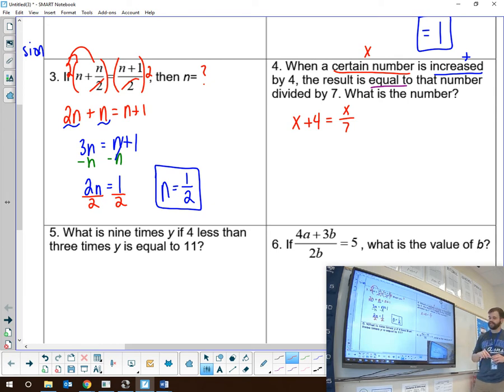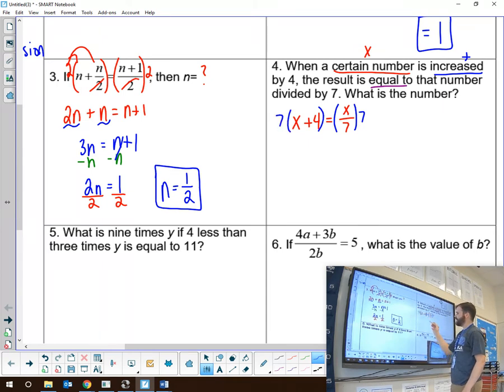So we have a fraction again. How do we clear out fractions? We multiply by the denominator. So I'm going to multiply this side by 7, and I'm going to multiply this side by 7. Then we just need to distribute in. 7 times x is 7x.